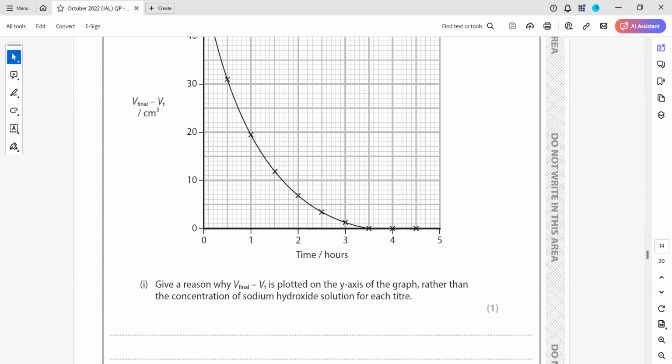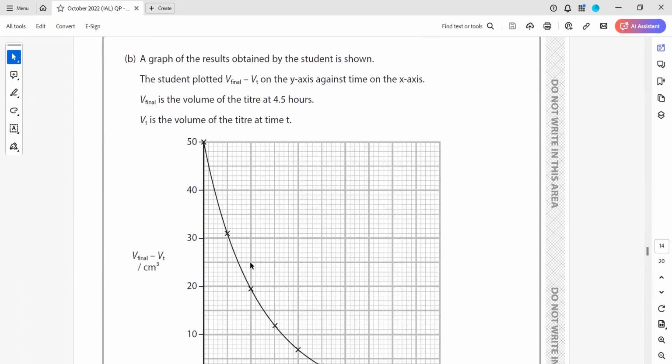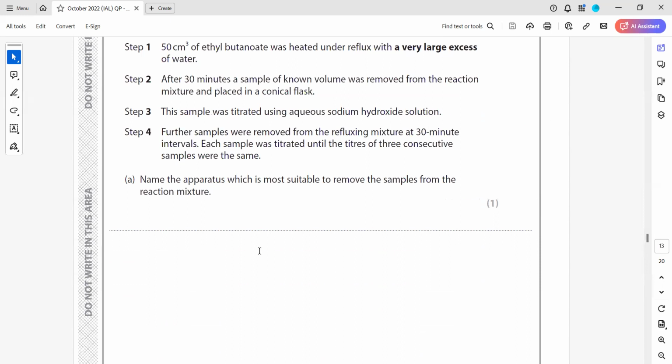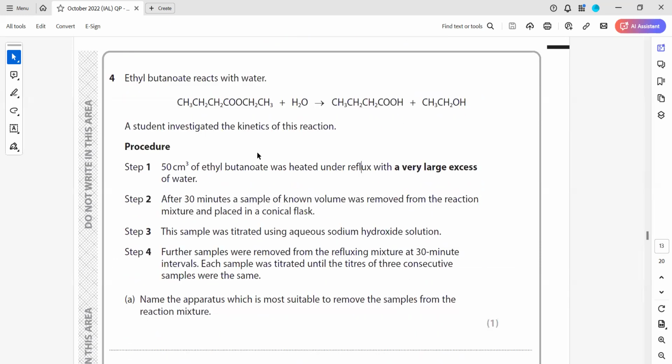So why did we take a difference? Why not the concentration? Look at V final minus Vt. V final means the amount we need at the end of the experiment, and Vt means the amount we need at a certain time interval.